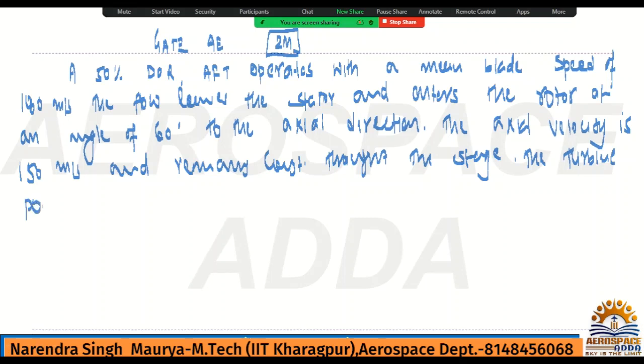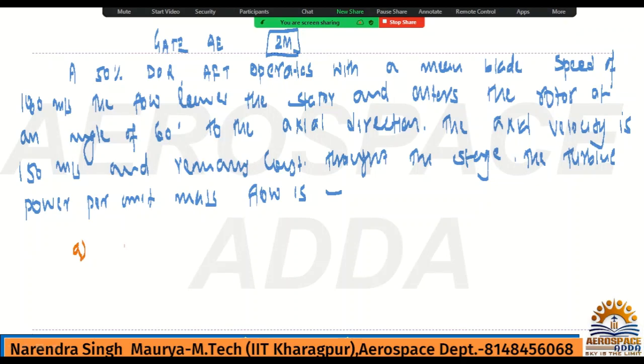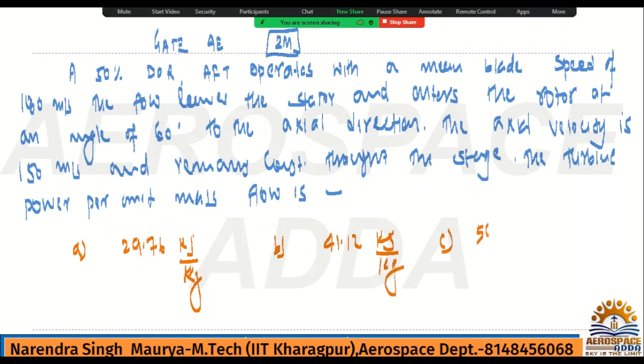All right, the turbine power per unit mass flow is. So actually they are asking the specific work. What is the option they have given us for this problem? Option A is 29.76 kilojoule per kg. Option B is 41.12 kilojoule per kg. Option C is 58.33 kilojoule per kg. Option D is 61.13 kilojoule per kg. Very simple problem.